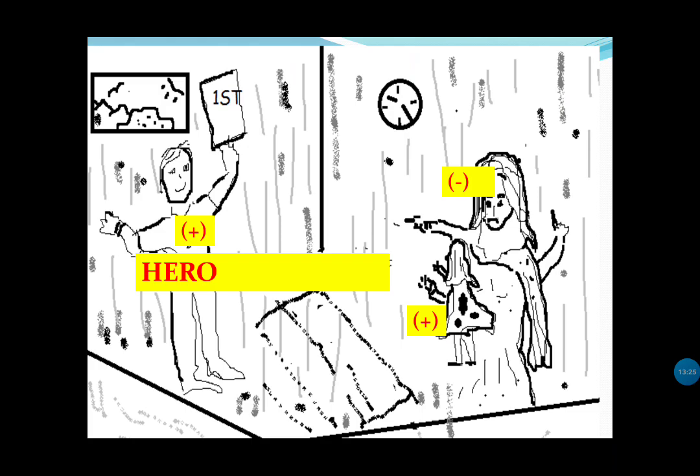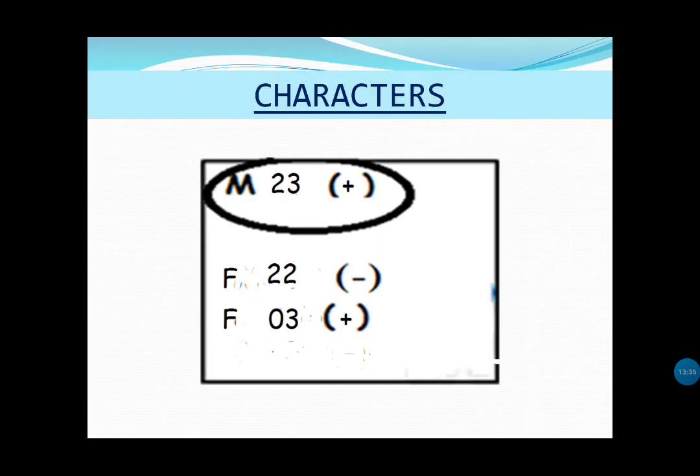So obviously my hero is the person who is standing with the card. He is in positive mood. The elder lady is in negative mood, and the small girl looks in positive mood. So I put my characters like this. M23, the person with the card, is my hero. He is in positive mood. His wife, maybe his wife. As per my story, that lady is his wife. So she is F22, negative mood, and the small girl is the daughter. She is in positive mood. So this is how I'll write my characters in my answer sheet of the PPDT.